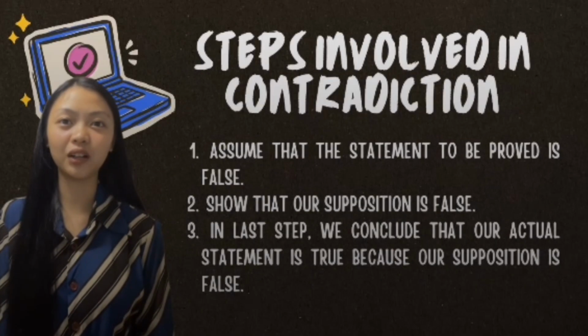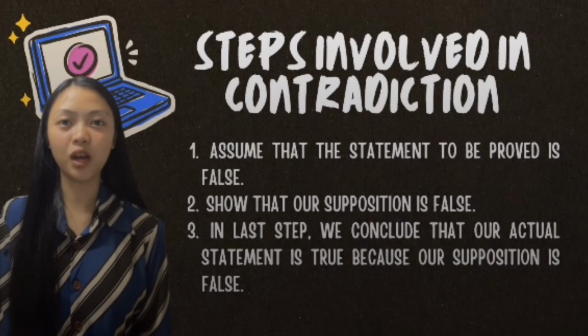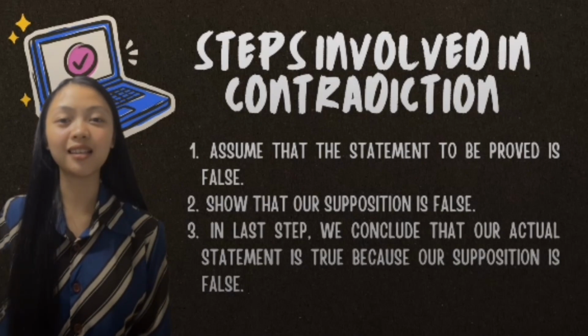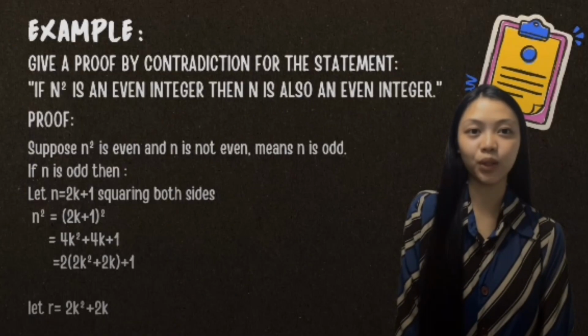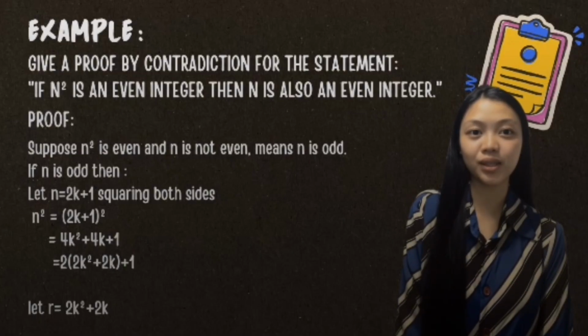There are three steps involved in contradiction. First, we assume that the statement to be proved is false. Second, we show that our supposition is false. In the last step, we conclude that our actual statement is true because our supposition is false. In this example, we want to prove that if n squared is even, then n must also be even.